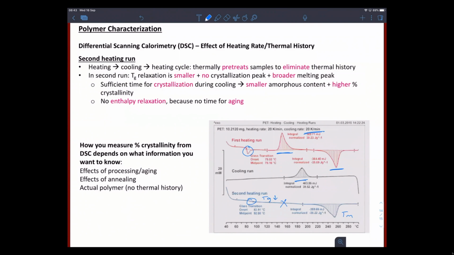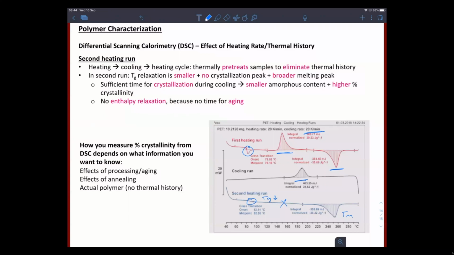As a result, we have no enthalpy of relaxation because we haven't allowed any time for aging. So we haven't put it at 65 degrees C for 10 hours. It doesn't have to be 65 degrees C. Again, this is just for PET. But the main thing is that when you're annealing or aging something, it has to be done below the TG.